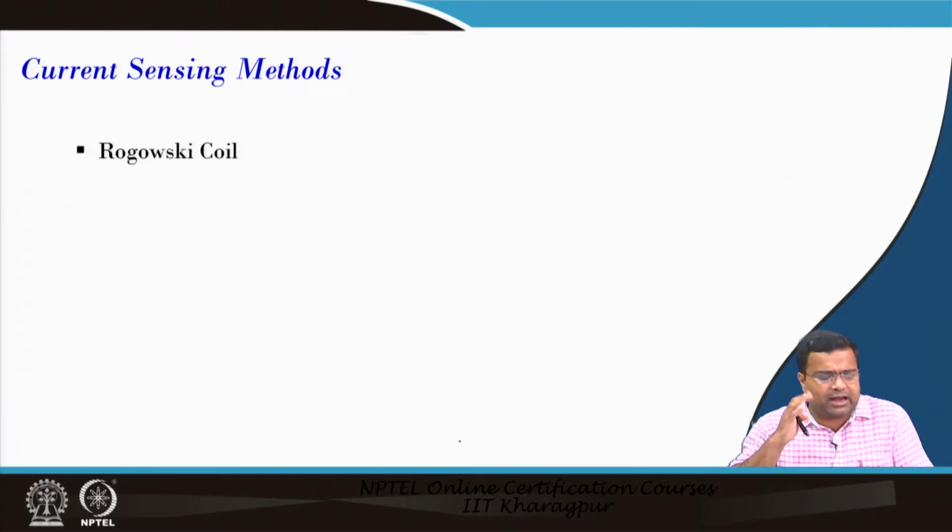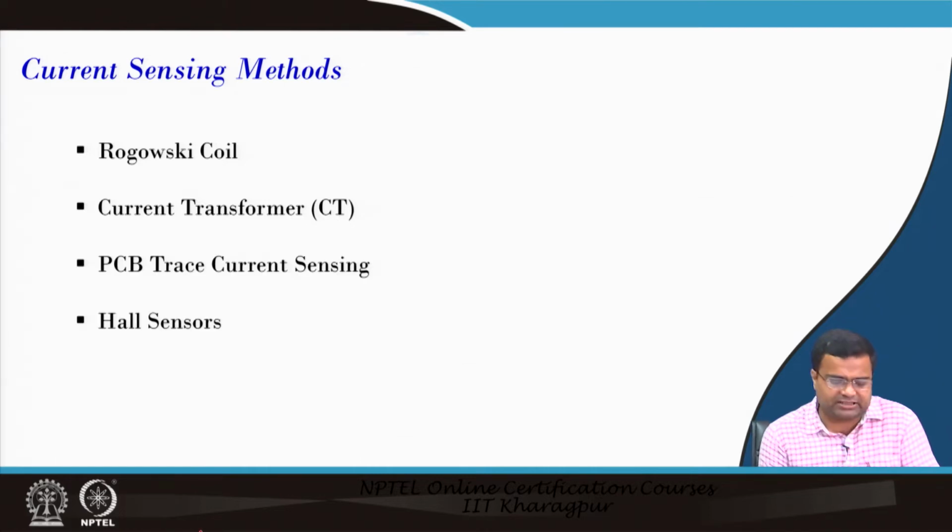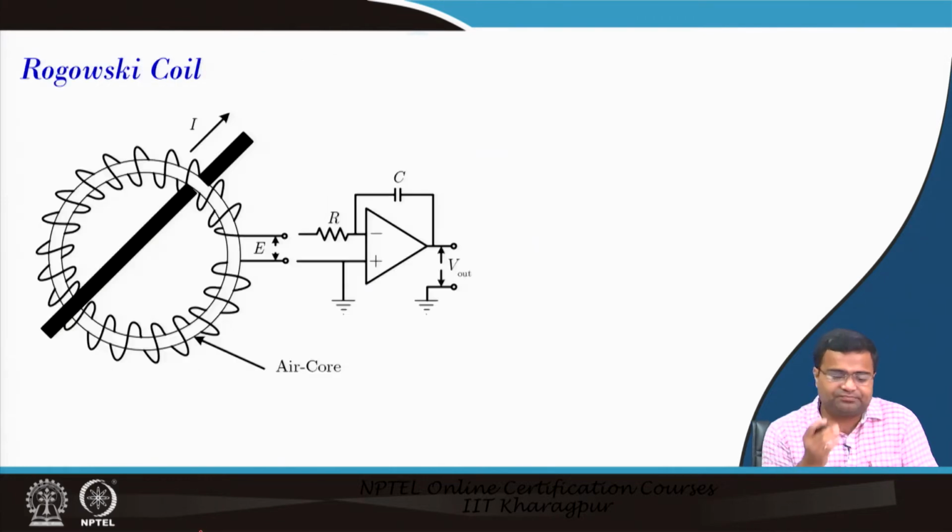Now, among the current sensing methods in high power, we will use the Rogowski coil, current transformer, PCB stress current sensing, Hall sensor, and then isolated current shunt measurement. So, first we will talk about the Rogowski coil.